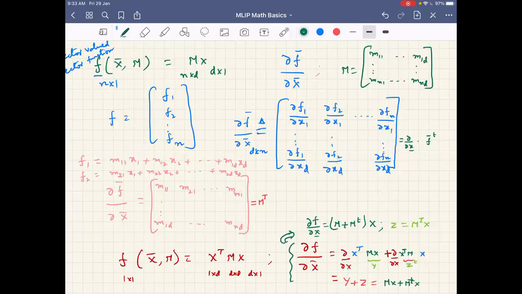Here, what did you say? If dou f by dou x, if you want to do the whole thing, if you differentiate, f is a vector here, but what you are seeing is a scalar, right?